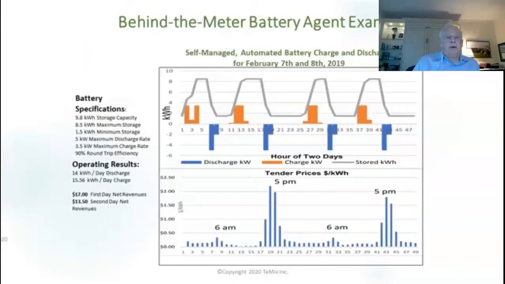This is the operation of a behind-the-meter storage battery with an agent that optimizes the operation of that. The blue case, this is for 2 days. The blue indicates the discharge. The orange indicates the charge, and you can see the gray is the state of charge going up and down through the day. Below that are the tender prices that produce that result. So you virtually always get substantial discharge in the morning and the evening in this case, and charging in between at low prices. On the left, you see the battery specifications and the first day and secondary revenues. Next slide.